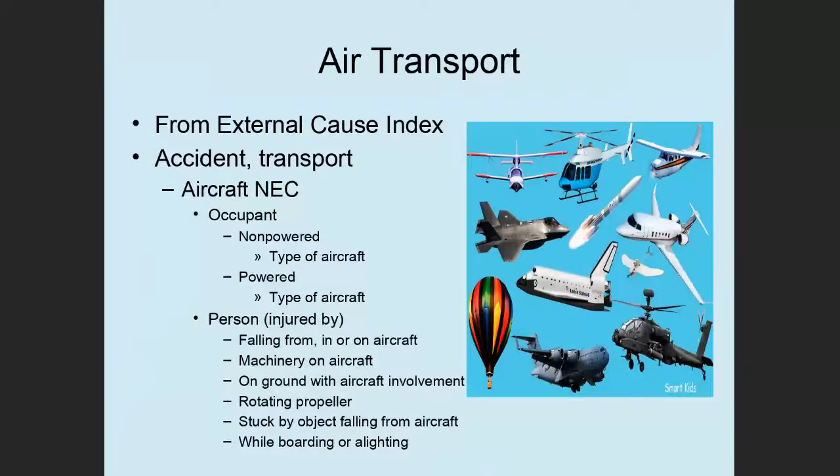From the external cause index, find accident, transport, aircraft, occupant, non-powered or powered, and then type of aircraft under each one of those categories. And how was the patient injured? They fell from the aircraft. They were injured by machinery on the aircraft. They were on the ground when the aircraft environment, like something fell from the airplane or the airplane crashed. Rotating propeller injury, struck by object falling from the aircraft, or while boarding or alighting.